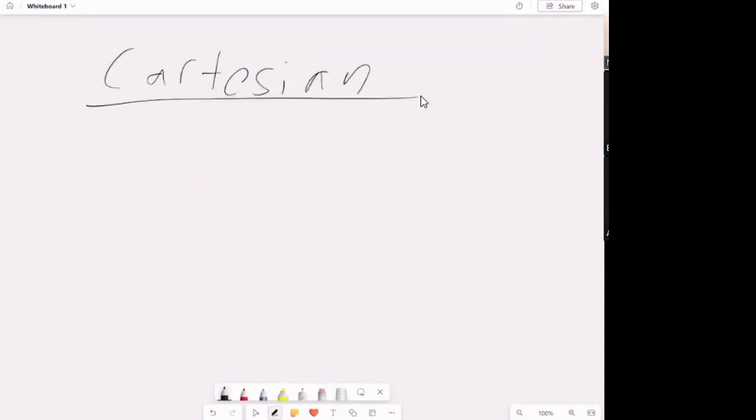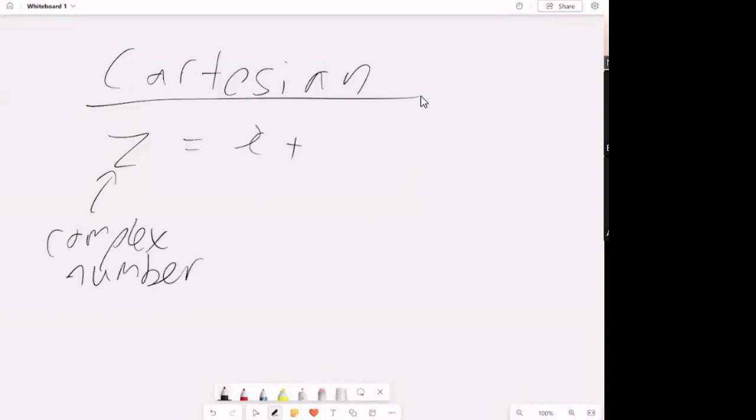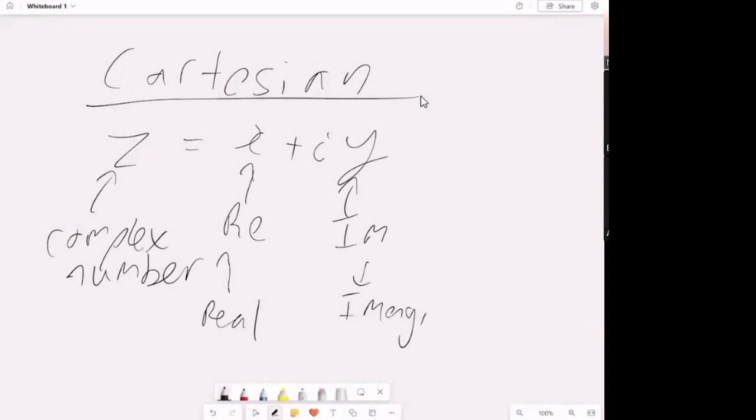So Cartesian, simply, it's just z. We represent z, a complex number, usually denoted by the letter z. So z equals x plus iy. You can see here there's a real component and an imaginary component. This is how we denote: Re is real and Im is imaginary. i is the imaginary unit here, and y is a real coefficient actually. So Cartesian is the first form that most schools teach.